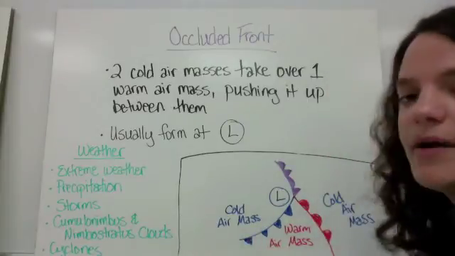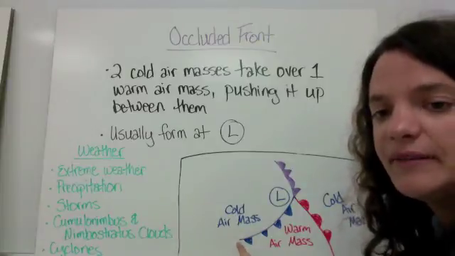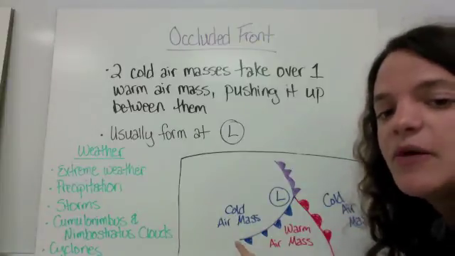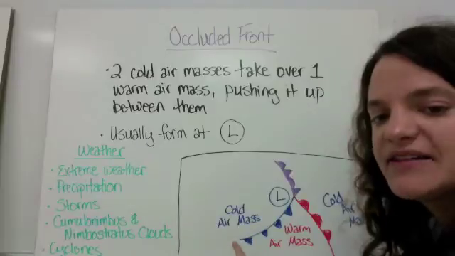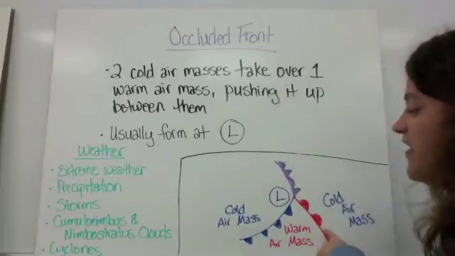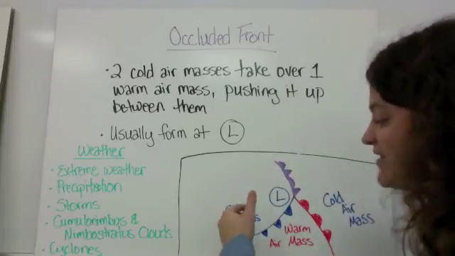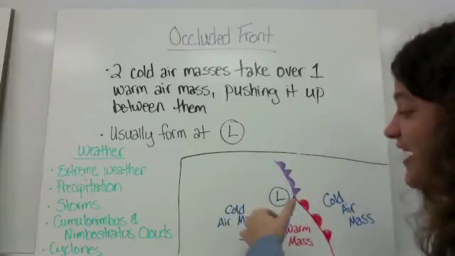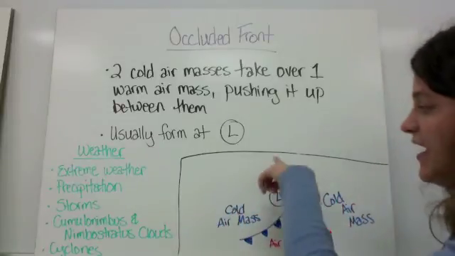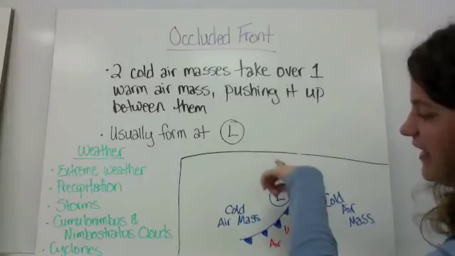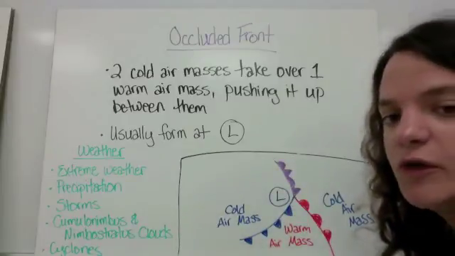Okay? Now remember, cold fronts move very quickly because the air is very dense. So what happens is this cold air mass is moving much more quickly than this warm front is. And so as the cold front moves quickly, eventually it catches up to the warm front. And you can see that starts to happen here. The result is an occluded front.